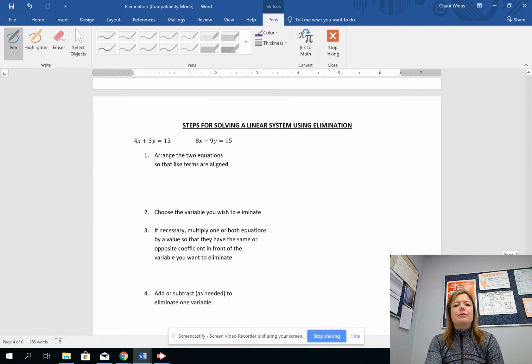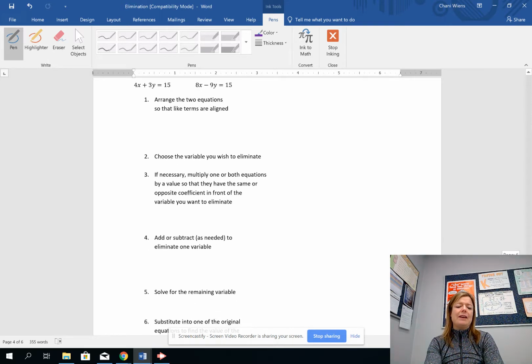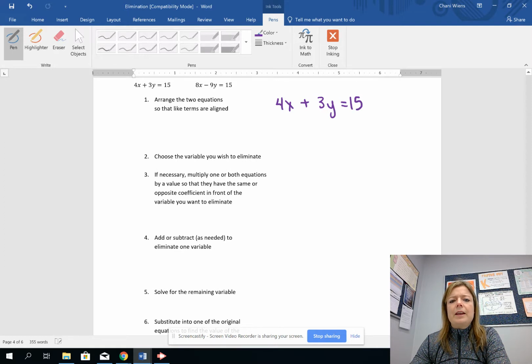Okay, so finally, let's go through just the steps for solving any linear system using elimination. Okay, and you can have these steps out with you while you're still learning how to use it. So here we have two equations. So we want to arrange them so that they are aligned. So we want to stack them one on top of the other. So in some examples like the ones we just did, you might have to change the order, or sometimes you simply have to write them one on top of the other. So that's the case here. So 4x plus 3y equals 15, and 8x minus 9y is equal to 15.